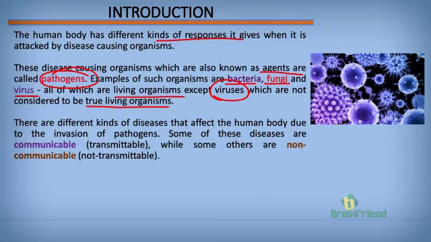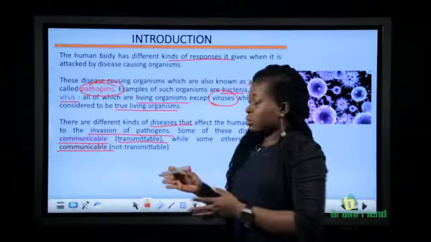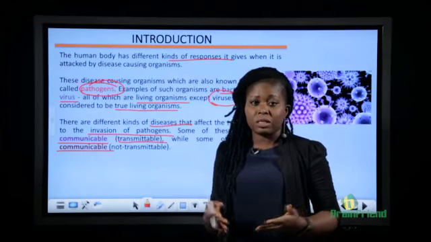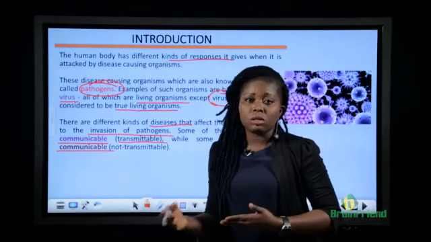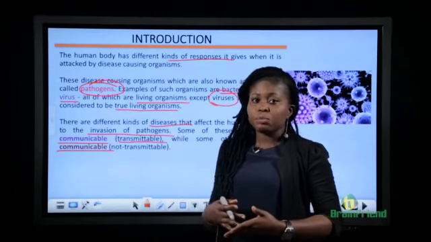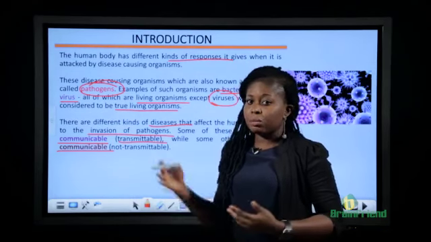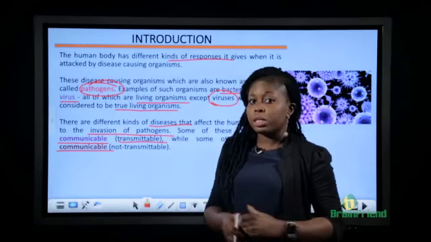Now, there are different kinds of diseases that affect the human body due to the invasion of these pathogens. Some of these diseases are communicable. Communicable simply means that they are transmittable. They can be transmitted from one person to another. While some other diseases are non-communicable. These are simply the diseases that cannot be transmitted from one person to another. So we have two types of diseases. We have the communicable diseases and the non-communicable diseases. But for this lesson, we'll be looking at some communicable diseases and their preventions. And later on in this same topic, we'll be looking at non-communicable diseases.